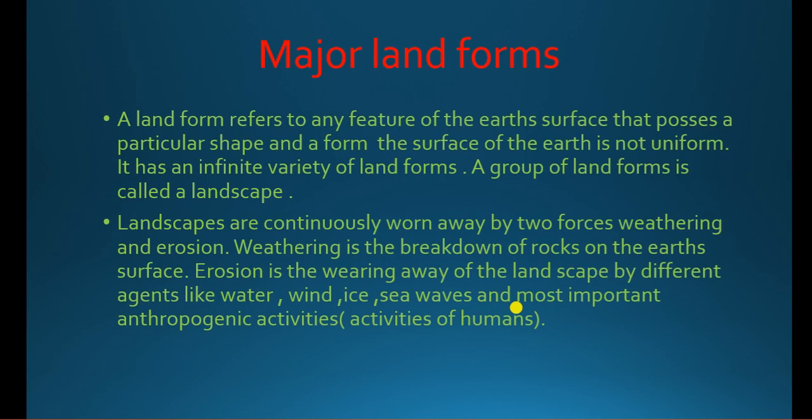Now, major landforms. A landform refers to any feature of the Earth's surface that possesses a particular shape and form. The surface of Earth is not uniform. It has infinite variety of landforms. A group of landforms is called a landscape.